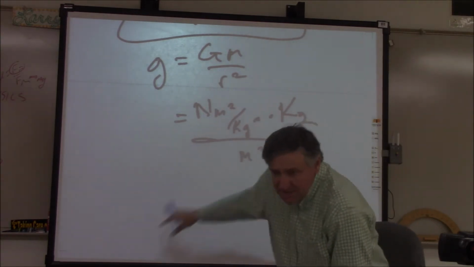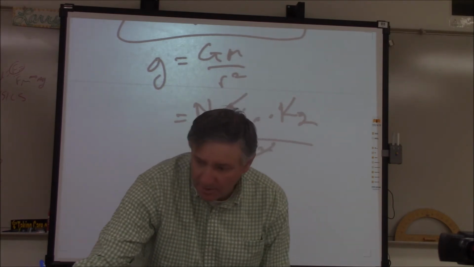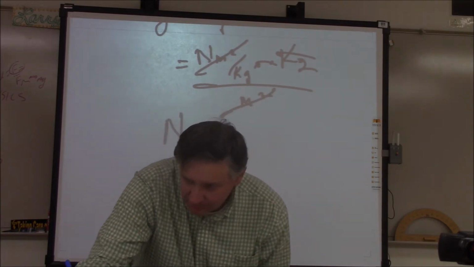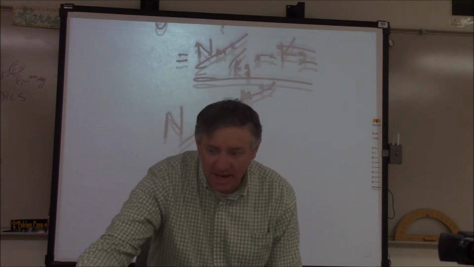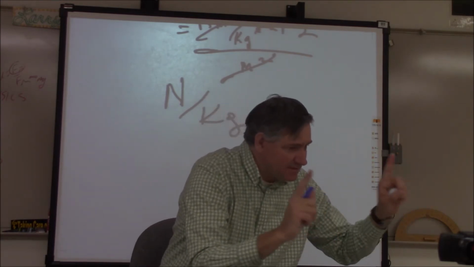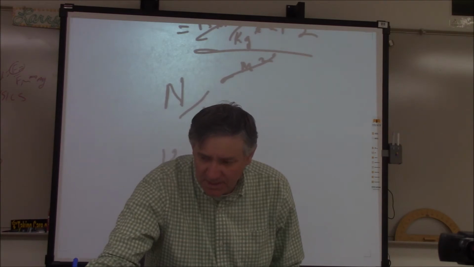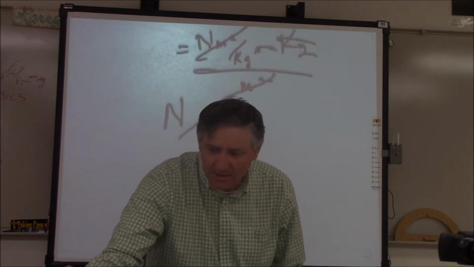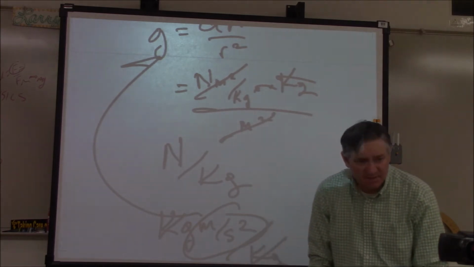So if you look at what's going to happen, we're going to cancel out those meters squared. We're going to cancel out one of those meters. So we have newtons over kilograms at this point. This is what we have left. Now, here's the kicker. Remember, newtons are the same as kilograms meters per second squared. So I'm going to come in here and put kilograms meters per second squared divided by kilograms. The kilograms cancel out. I get meters per second squared. That's what my gravitational acceleration is measured in.